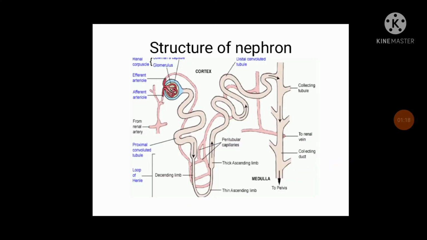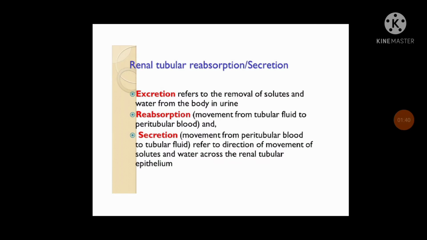So this is the structure of the nephron. The important functions of the nephron: one is glomerular filtration, which occurs in the glomeruli. The second one is reabsorption of most of the filtered substances and secretion of some of the substances which can be excreted in the urine. Okay, so that is how urine will be formed.